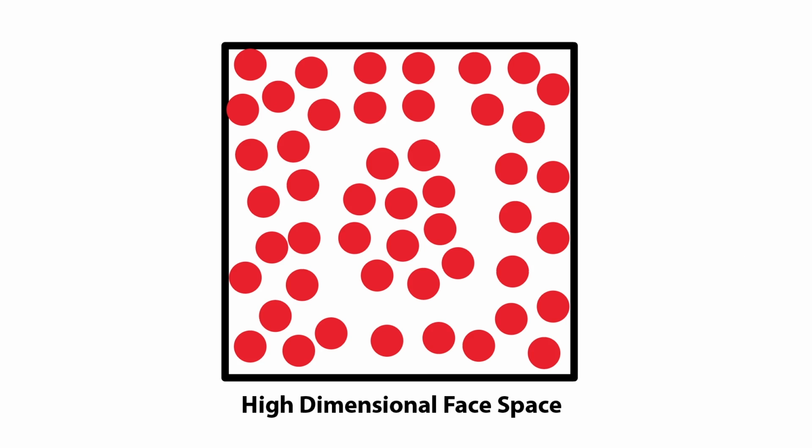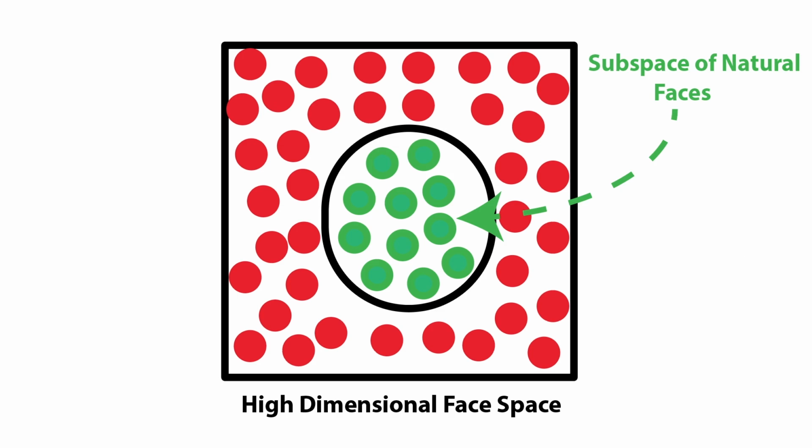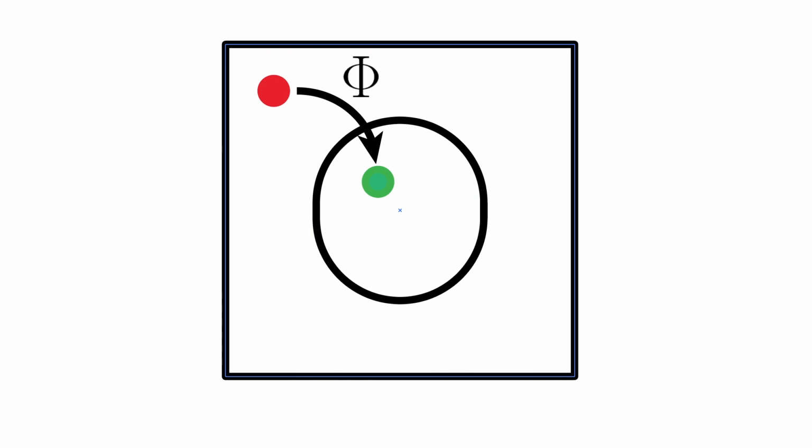The space of all possible facial expressions is extremely large, with 40 or more dimensions. However, the subspace of natural expressions is small. We call the subspace a face manifold. In our work, we learn a projection operator to a face manifold, which allows us to obtain a natural facial expression even if the original input is not natural.